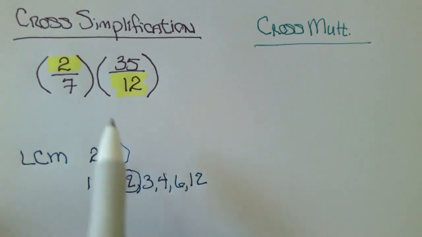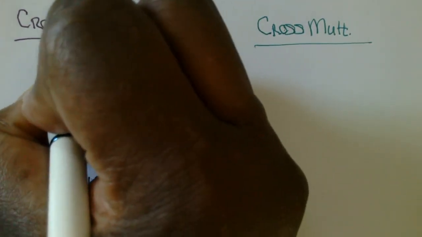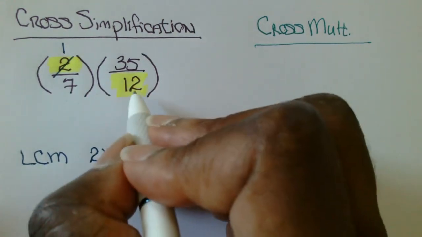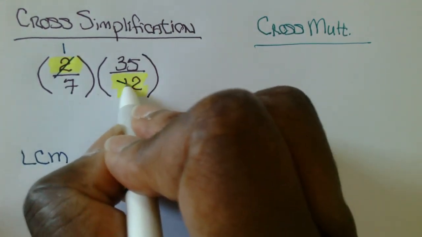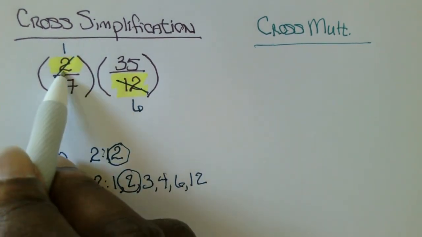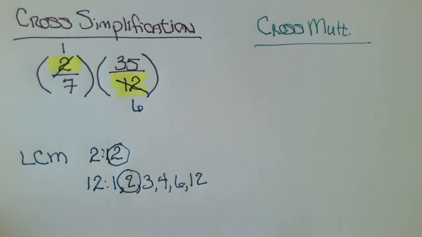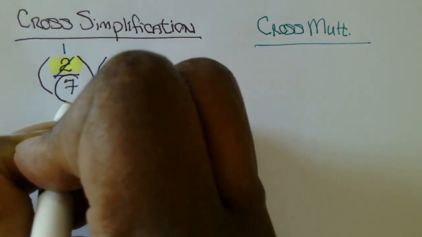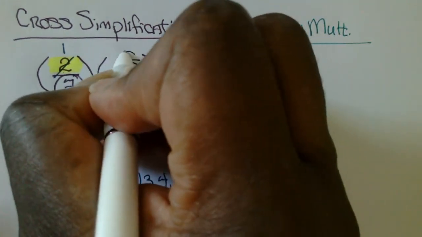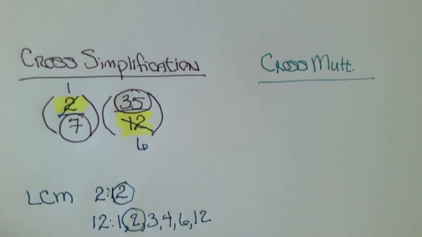Okay? So that means if I divide this 2 by 2, that will give me a 1. If I divide this 12 by 2, that will give me a 6. Okay? 1 has to be in the numerator, 1 has to be in the denominator. Now, if I take a look at the 7 and the 35, I gotta take a look.